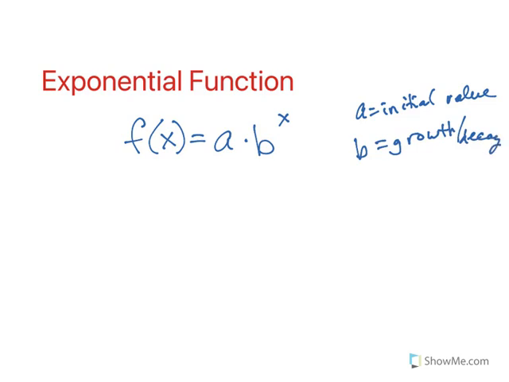Now, with b being the growth or decay factor, it still must be greater than 0. But it cannot be 1. If b is 1, we are neither growing nor decaying. We are just being, and that's not what we're looking for.